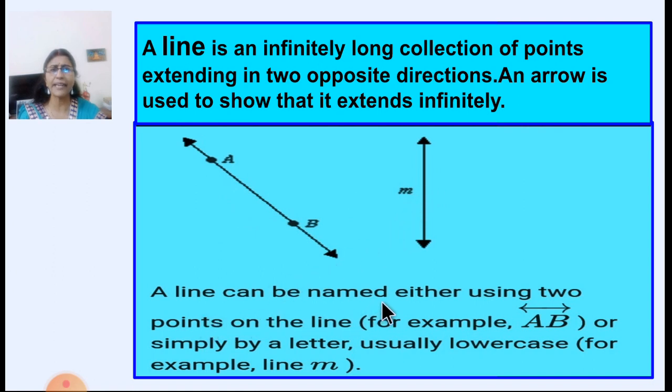A line can be named either using 2 points on the line. So here 2 points are used to name the line, for example, AB, and you have to name like this. You have to draw a line with 2 arrowheads, or simply by a letter, usually lowercase, meaning small letter. For example, line m. So this way you can name a line.